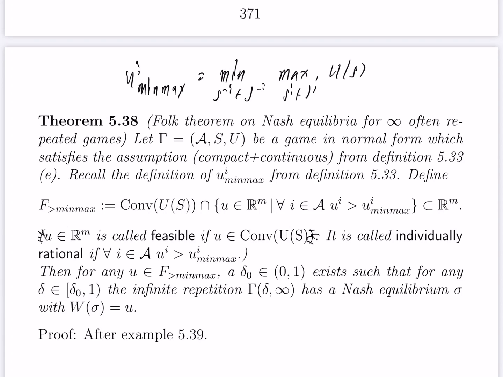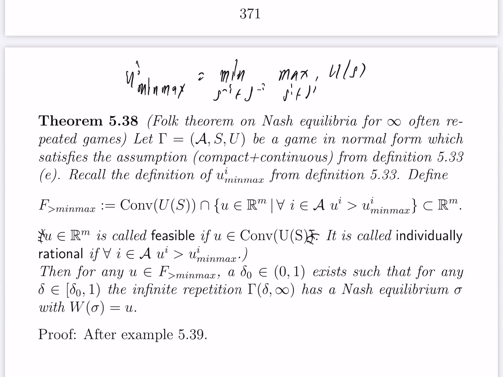So now, having this value, one can define some subset F bigger min-max of the domain of possible utility values. So this is a subset of R^M. And this domain is the intersection of two sets. The first one is the convex hull of the utility values of the strategy combinations, convex hull of U of S. And the second one is the open quadrant whose left lower corner is this utility vector U1 min-max until UM min-max. In a moment you will see two examples. And usually this is a big convex subset of R^M.